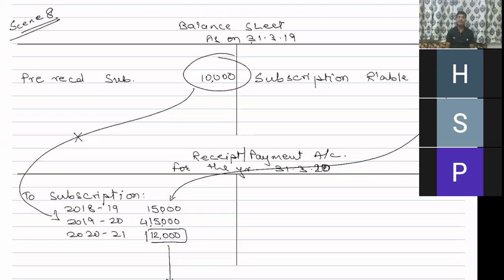That cross means that 10,000 is received during the previous year, but not included in the current receipt and payment account. Just a moment, beta. Still some of them are writing.